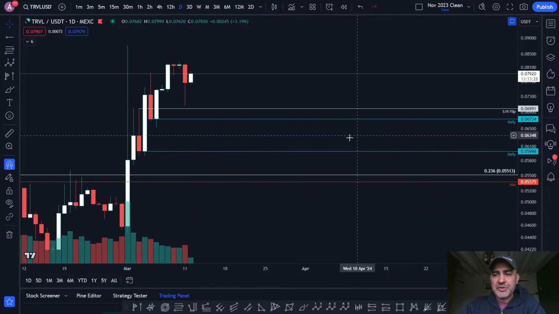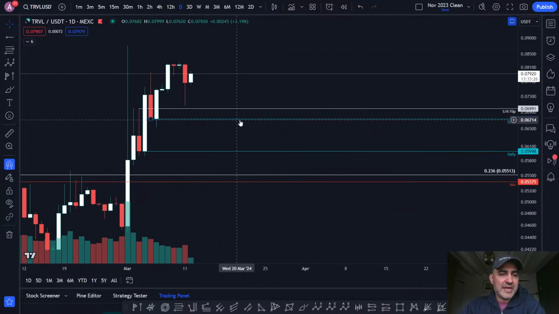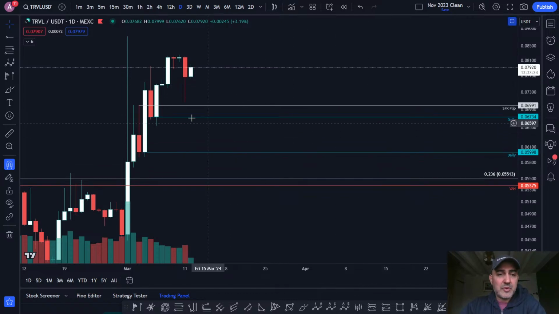And then also you've got this daily level here. So anyone who's interested in just putting limit orders and not thinking about it, these are the two levels where you can just put your orders and not think about it.